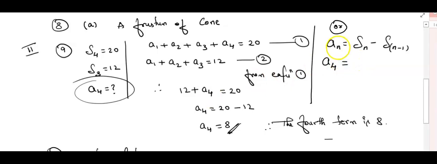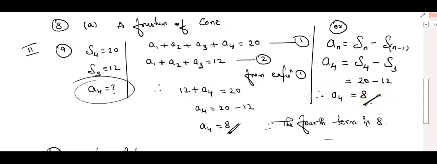A4 is equal to, in place of n we have substituted 4, here also 4, minus S, n is 4, 4 minus 1 is 3. What is the sum of 4 terms? 20. Minus, what is the sum of 3 terms? 12. 20 minus 12 is 8. So therefore the fourth term is 8.